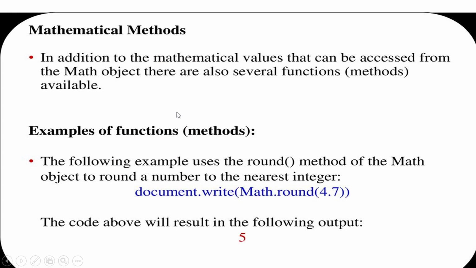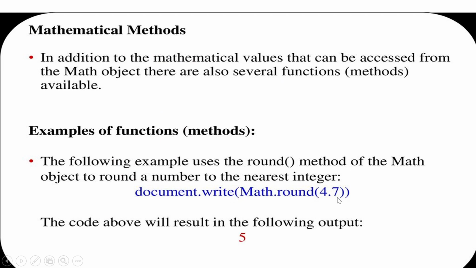So we can get these from the math object. And there are some methods in the math object. In addition to the mathematical values that can be accessed from the math object, there are also some functions, which are methods. For example, we will see the round method. What will it do? It will round off the value you have given in the parentheses. Math.round is the syntax, where math is the object and round is the method.